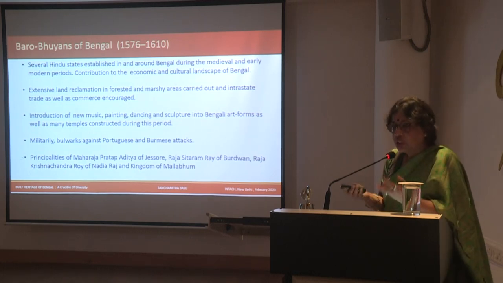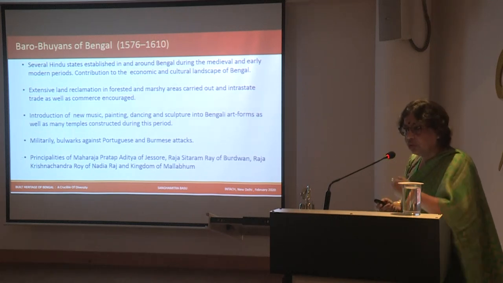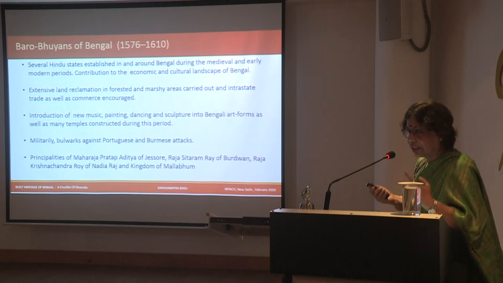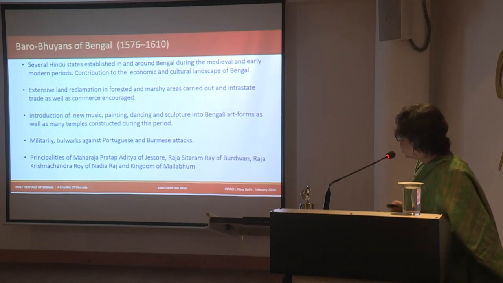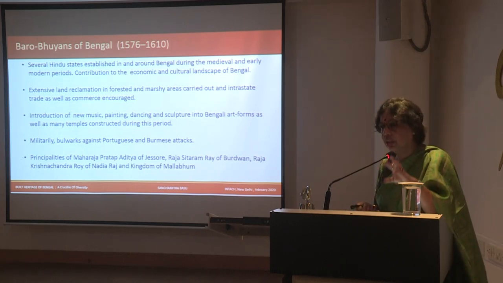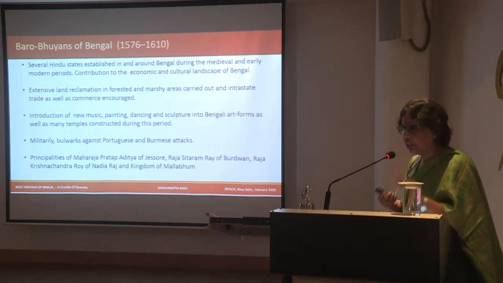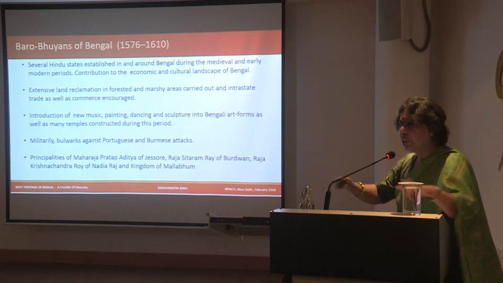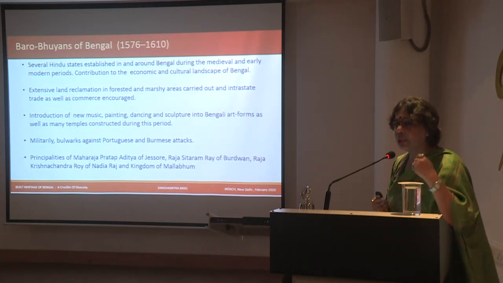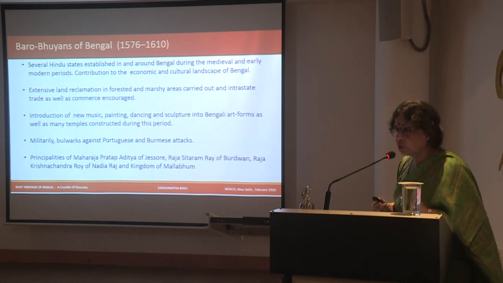Militarily, because it was a coastal region and so rich, the Portuguese started coming, followed by various others, Bombay and others. So Maharaja Pratapaditya of Jashore, the Bardhaman Raja, Raja Krishnachandra Roy, and the Malla king, right in the Rarh region, away from the coast, a very dry region. These were the principalities which really helped to sponsor, they patronized the various art forms and also architecture.